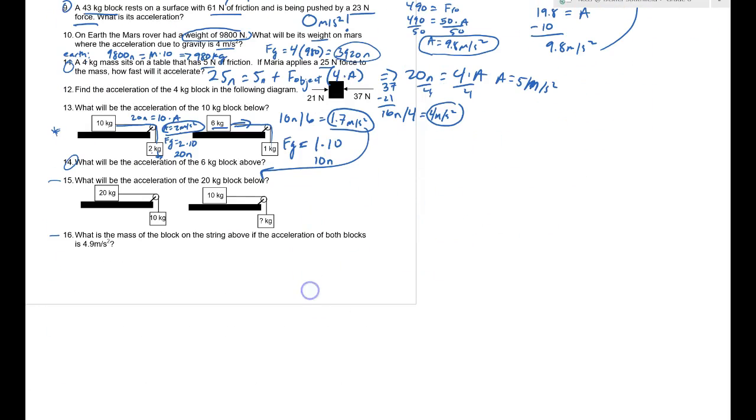Last two problems, 15 and 16. So we're looking at this 20 kilogram block here. It's being pulled down by the force of gravity acting on this 10 kilogram block. F of G is going to be 10 times 10, which is 100 newtons. 100 newtons will be pulling through the string on this block. 100 divided by 20, 5 meters per second squared.